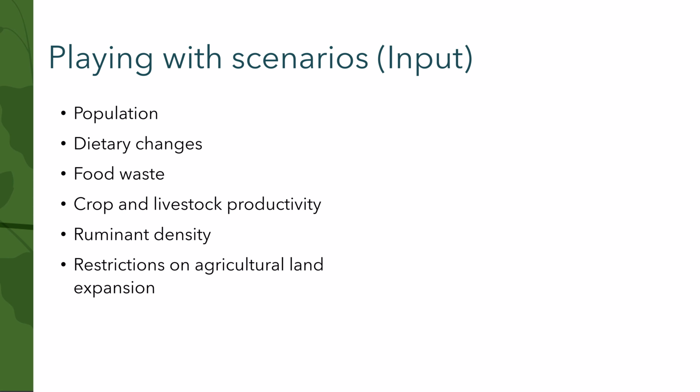Conversely, we can explore what would happen if milk and meat consumption were to increase and analyze those consequences on GHG emissions. The model also allows us to manipulate crop and livestock productivity, ruminant density, and restrictions on agricultural land expansion. For example, higher livestock productivity would mean fewer animals are needed to produce the same amount of animal products, reducing GHG emissions and freeing up land, which would then be used for afforestation or other purposes. And speaking of afforestation, we can also set a target for that, along with the expansion of protected areas. In the model, protected areas are zones that cannot be converted into agricultural land, effectively limiting the expansion of productive land.